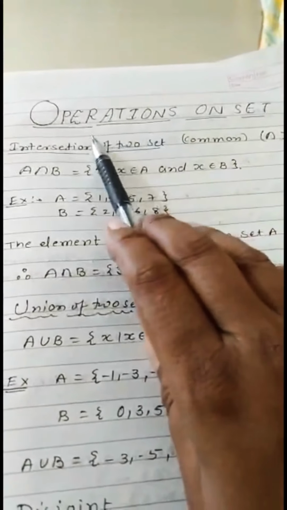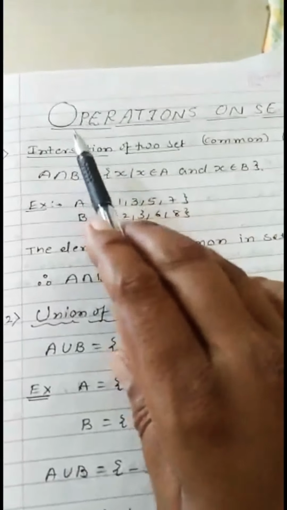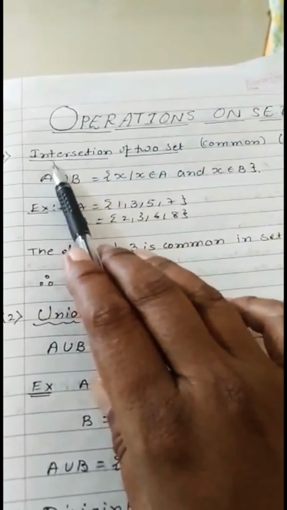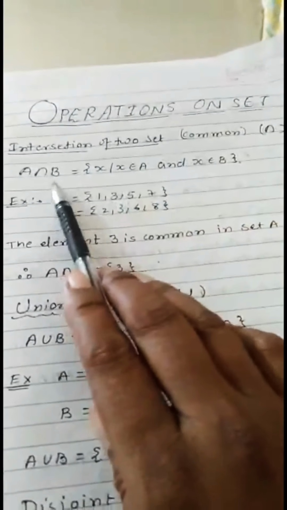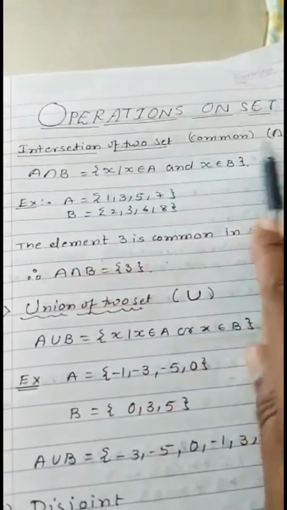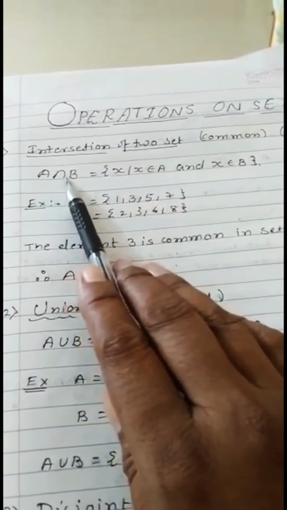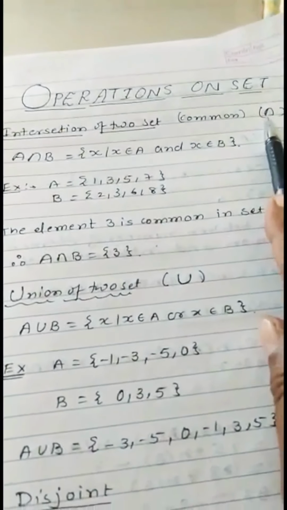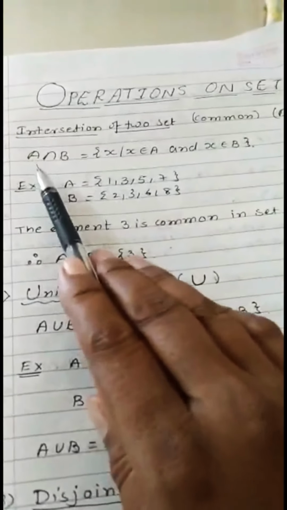Just like in mathematics we have the operations addition, subtraction, division and multiplication, here also we have operations on sets. The first operation is the intersection of two sets. Intersection means common. How many things are common between A and B? That is written in rule method as A intersection B. This is the symbol for intersection. It is not A, it is just like a reverse of U.